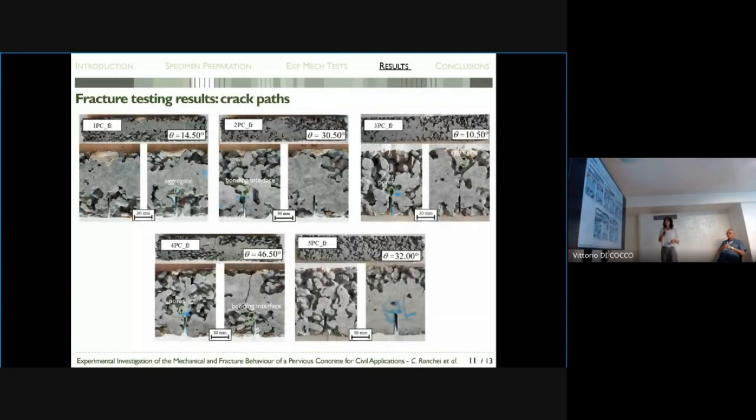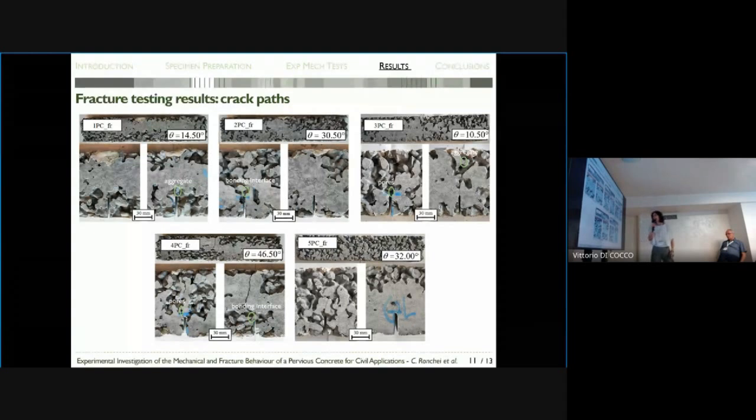These figures show the front and back sides of the fracture zone of each tested specimen. In particular, it can be observed that the cracks usually start from the notch tip, except for one of the two sides of the 4PC specimen. The computed values of the crack kinking angle theta are reported in these figures, and it is important to highlight that when cracks are not plane, the mean value of theta is computed by averaging the theta values related to the back and front sides of the specimen.